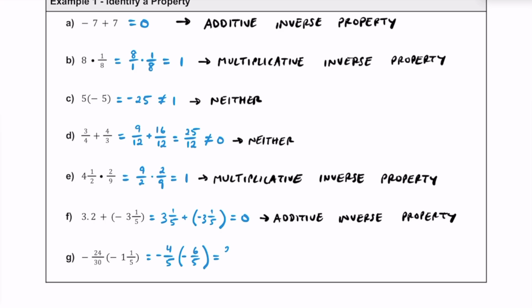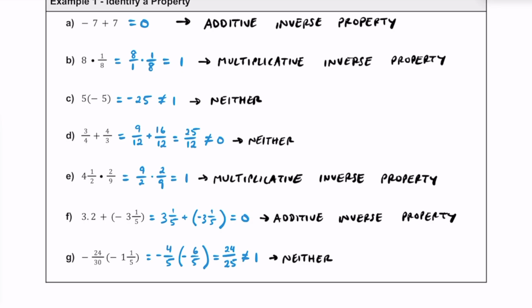All right, so these don't quite look like reciprocals, but they might be close here. 4 times 6 on top is 24, and 5 times 5 is 25. A negative times a negative does become a positive. 24/25 is really close to being 1, but it's not equal to 1. So in this case, you would go ahead and say neither. This doesn't show the multiplicative inverse property because you have to get 1 if you are multiplying here.